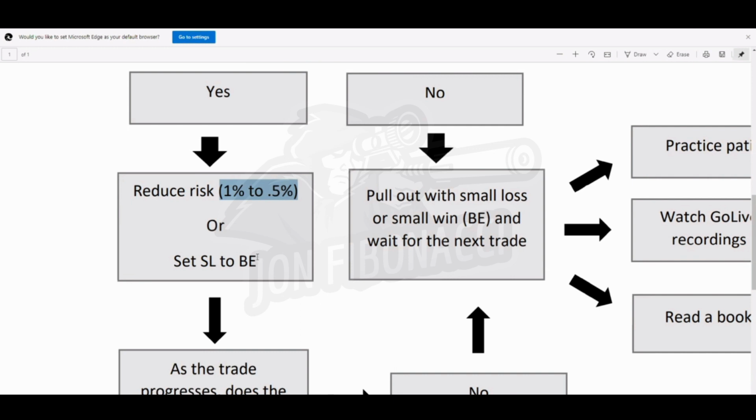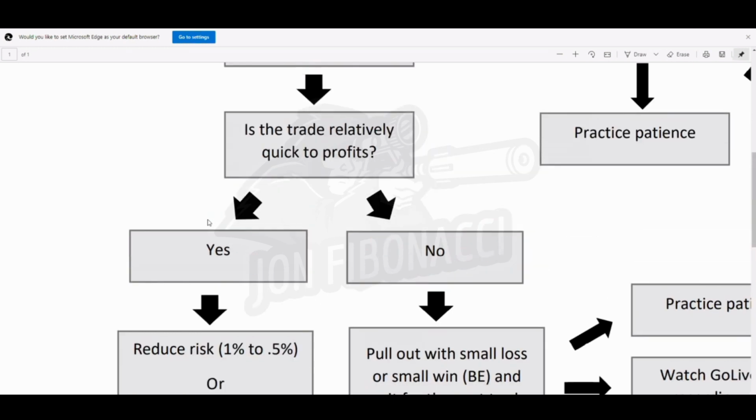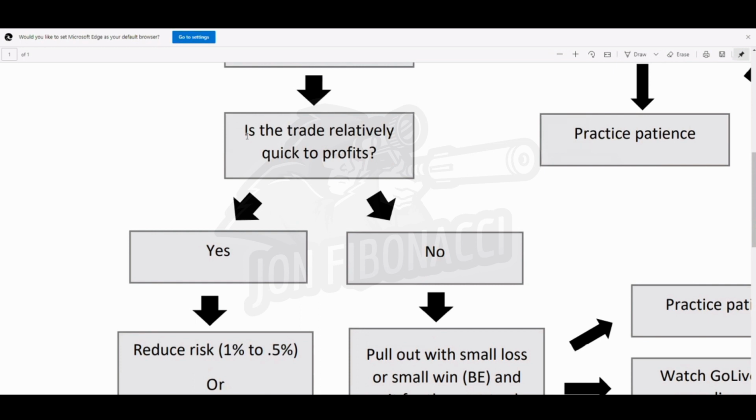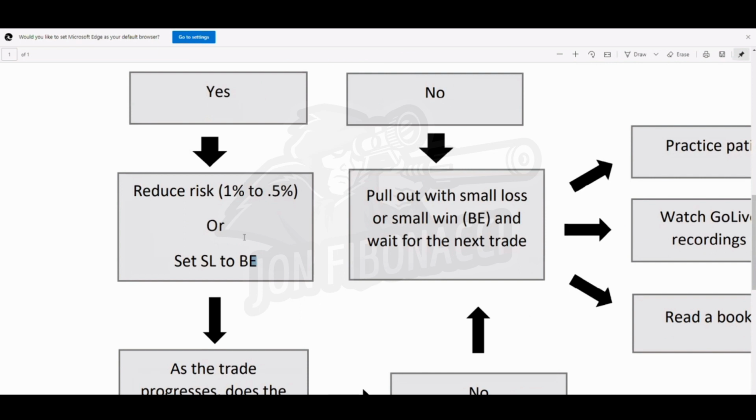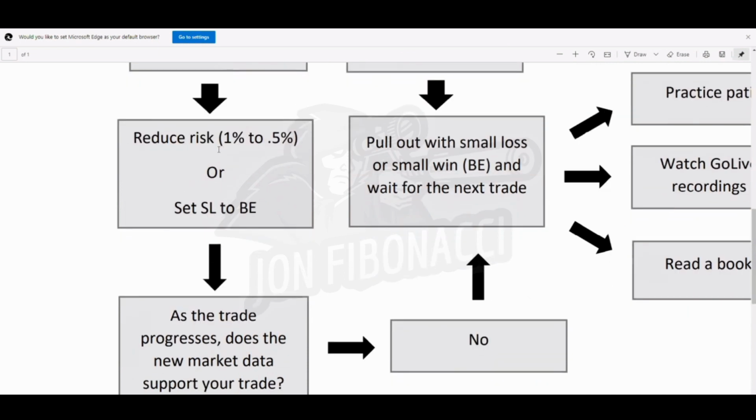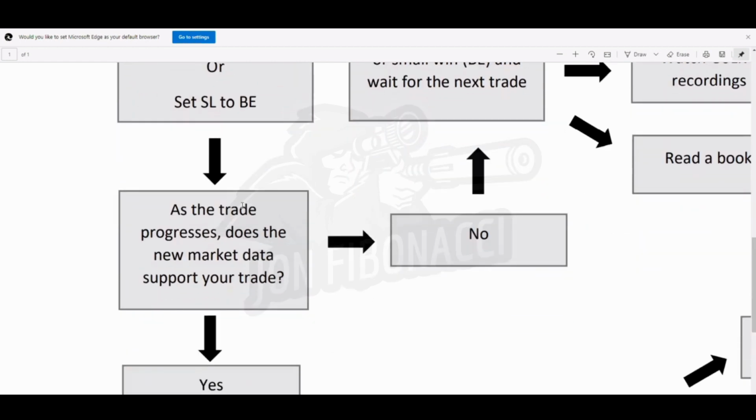We'll continue. Assuming that, let's just recap for a second. We took a trade. Is it quickly into profits? Yes, it is. Say we reduced our risk, or say we set the stop loss to break even. Now the trade is progressing. Okay. So later on, whether you went to bed and you woke up, or maybe it's a few hours later, or maybe it's post news, something like that.